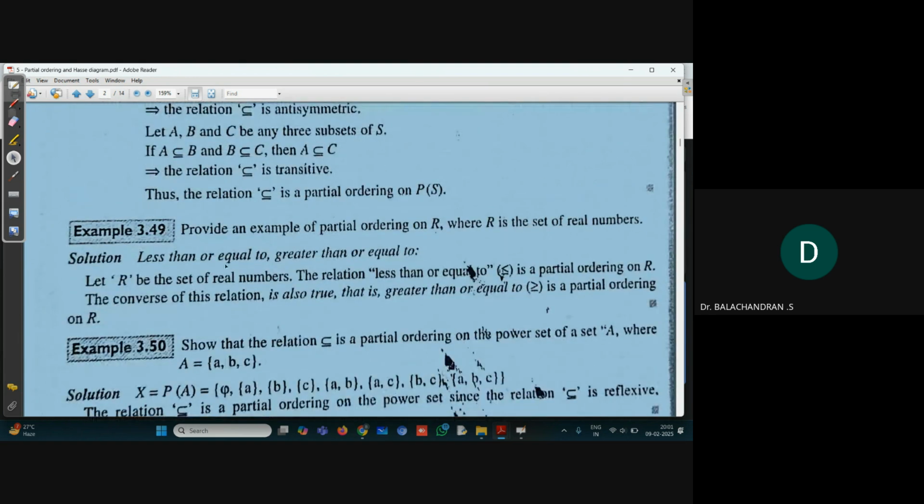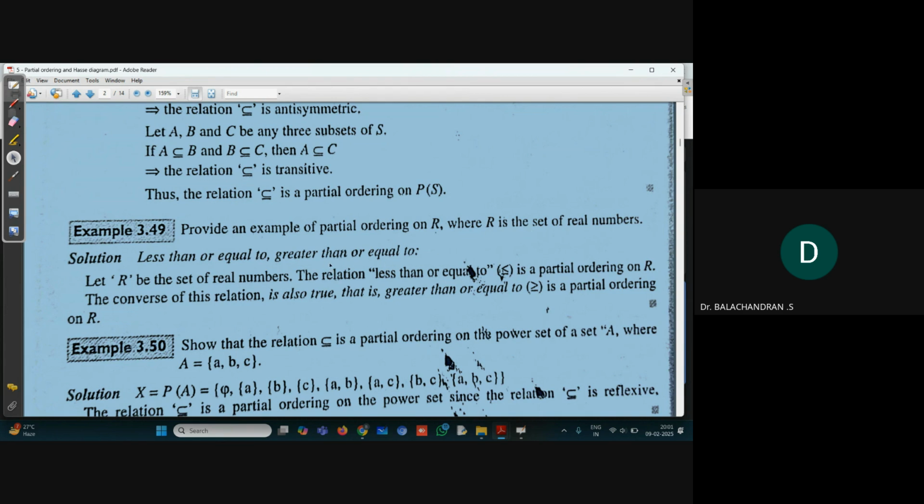So next one is: provide an example of partial ordering on, where what is your set here? R is what? The set of all real numbers. So here the example is, you can take less than or equal to, also you can take greater than or equal to. Okay, so less than or equal to is what? A partial ordering on the set of all real numbers.